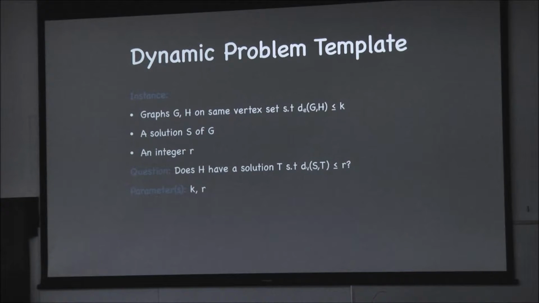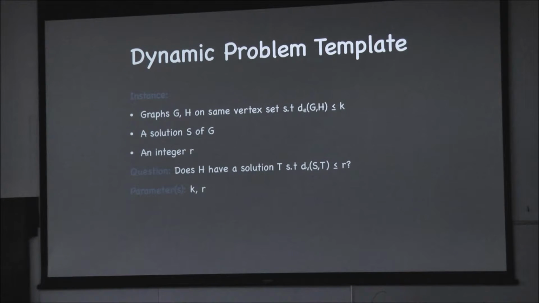The solution could be a vertex cover or dominating set, any of the problems that we are interested in. What do we want? We are also given another integer r. We want to have a solution of H, the new graph, that is at a Hamming distance of at most r from the old solution.